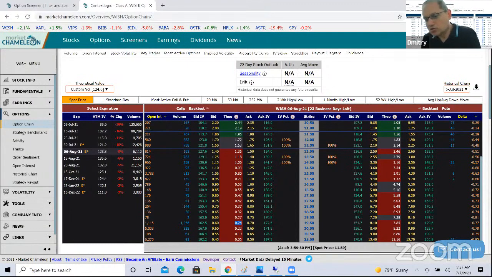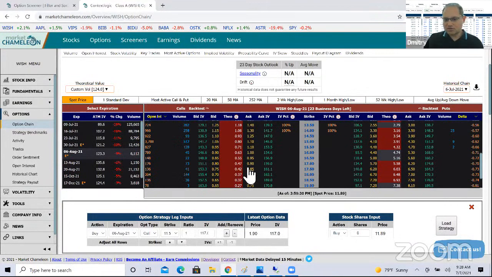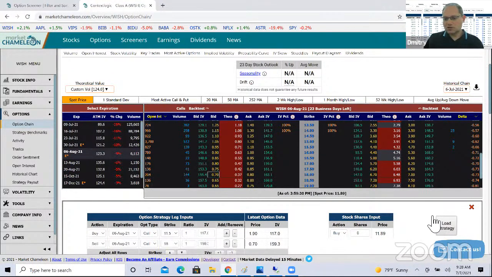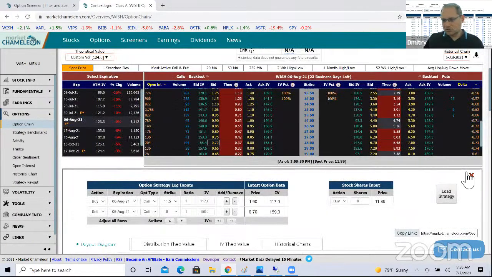So maybe you're looking to do a call spread. You could see which ones look good. This one is below theoretical value at 124, and this one is above by 40 cents or so, so you could set up a call spread this way: buy one, sell one, right? Let me do the other way.